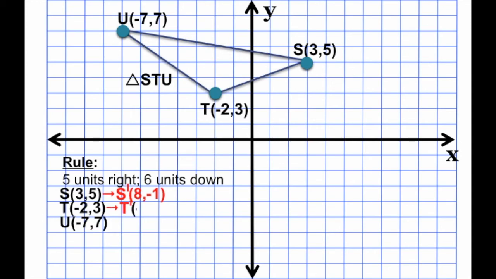T becomes T prime at negative 2 plus 5 and 3 minus 6. Again, plus 5 because we're going 5 to the right, and minus 6 because we're going 6 down. That's going to give us T prime at 3, negative 3.